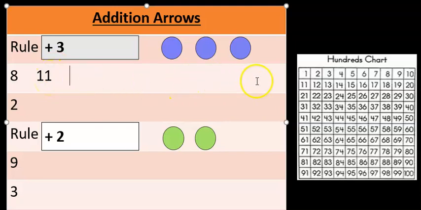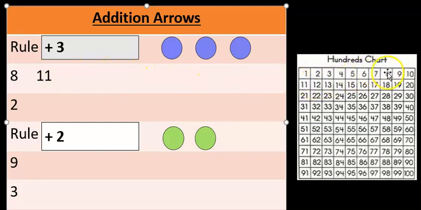Now, look here at this hundreds chart. We're going to use this now to view our answer again. Remember, we have to add plus 3. So watch Mr. Begay. 1, 2, 3. I landed back on 11, which we got here.